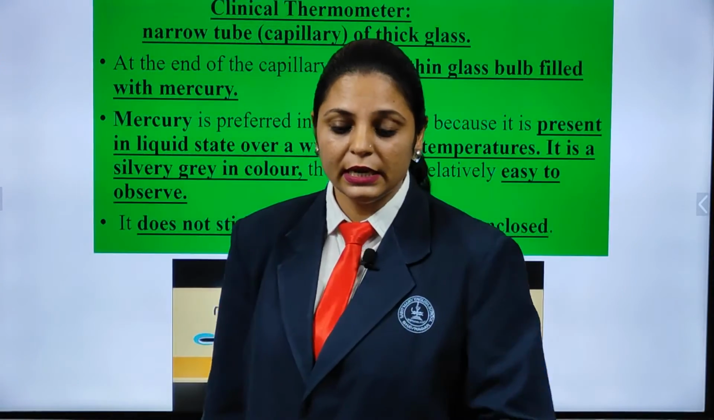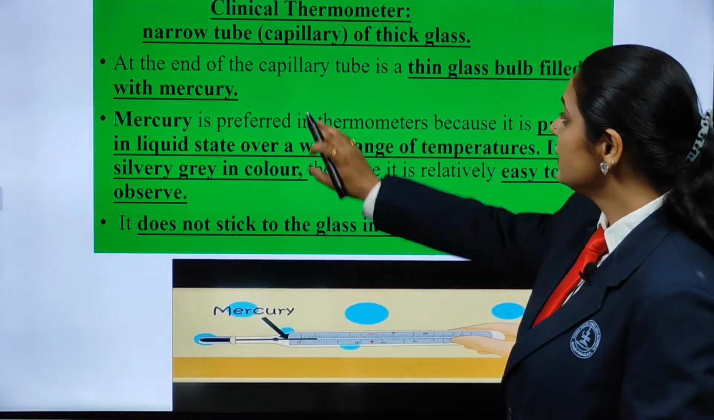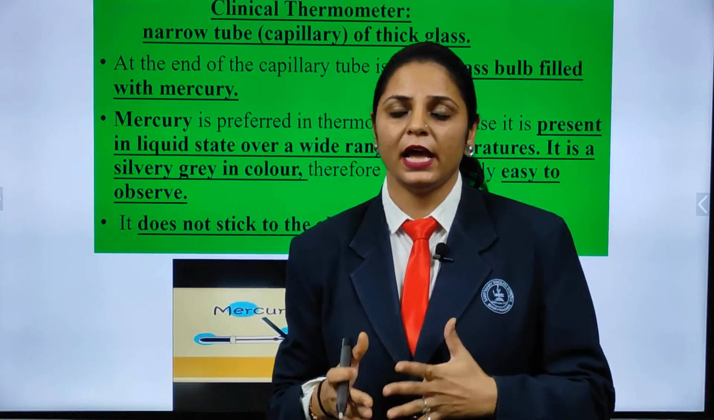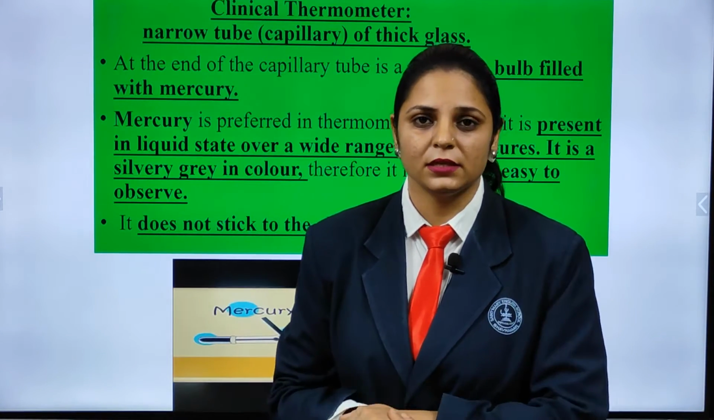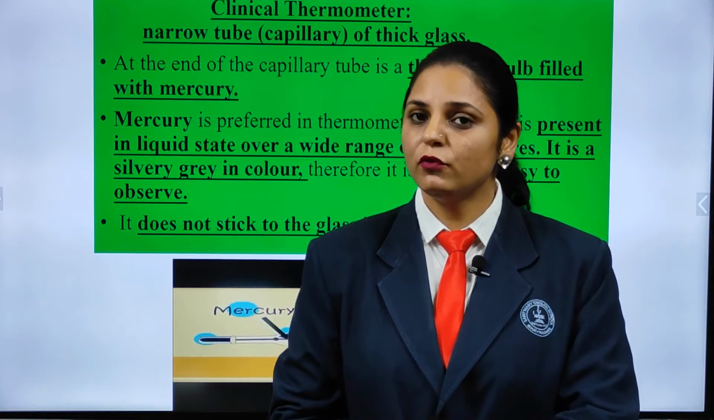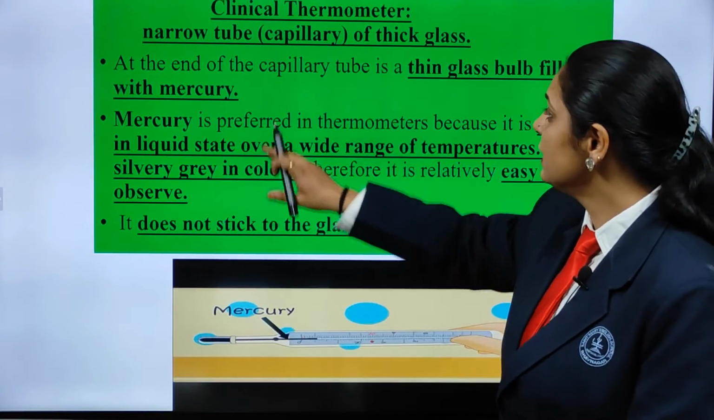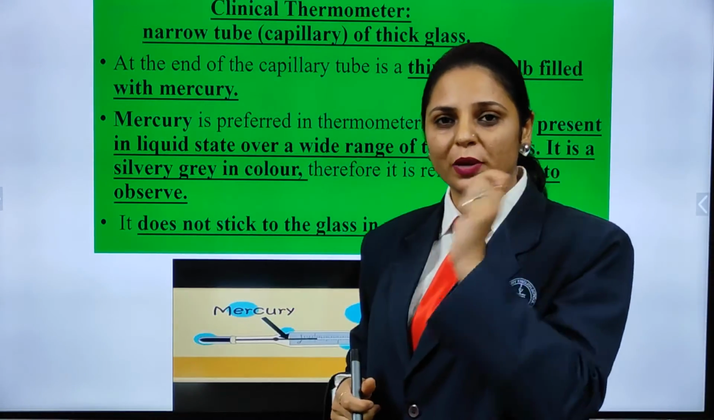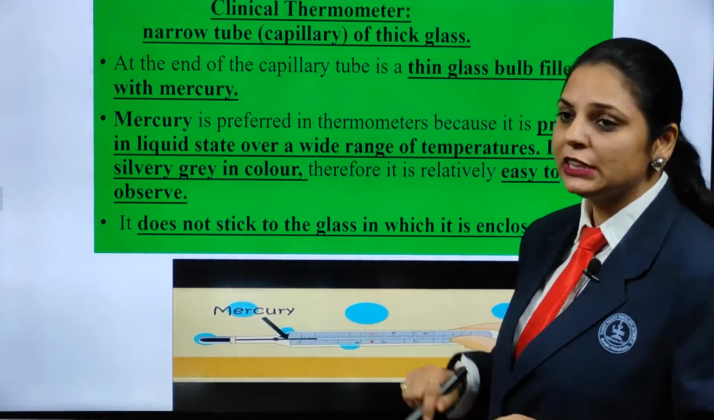This is all about the clinical thermometer, and you must know more details about it, such as how the clinical thermometer looks. If I ask you to construct a thermometer and write down the details, what are you going to write? Before that, you must know it very well. It consists of a narrow tube, a capillary tube. It is very thin, and it is made of thick glass.